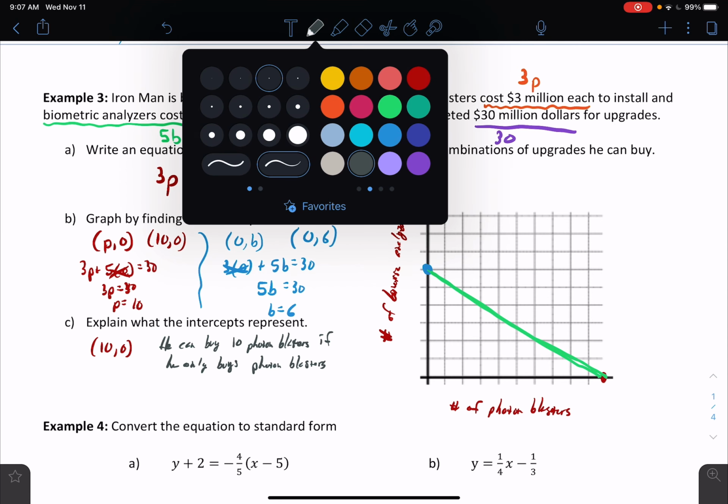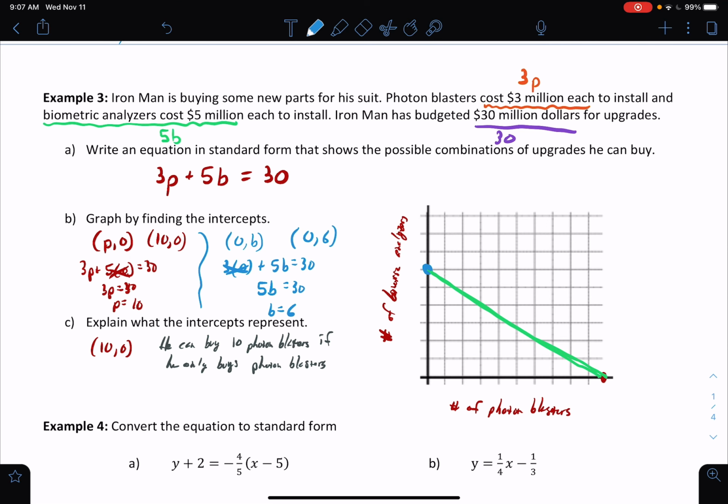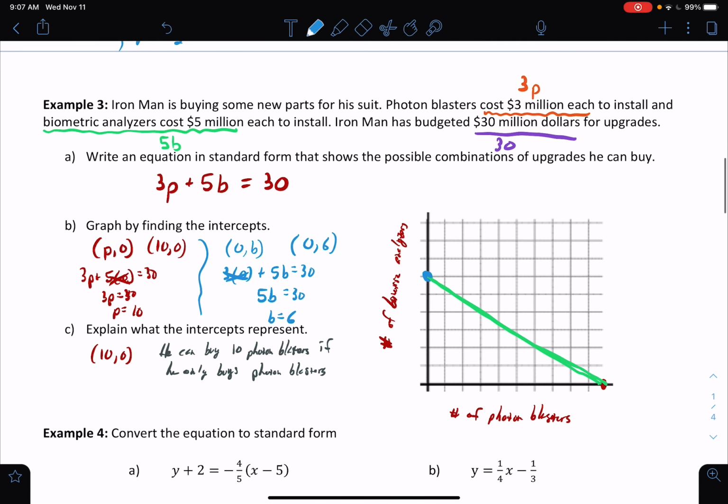All right? The B-intercept, or your y-intercept, is 0, 6. This represents if he only buys biometric analyzers, he can buy 6. Okay? So that's kind of a word problem.